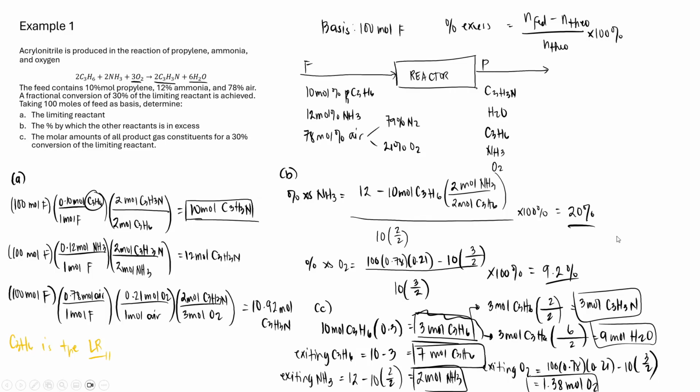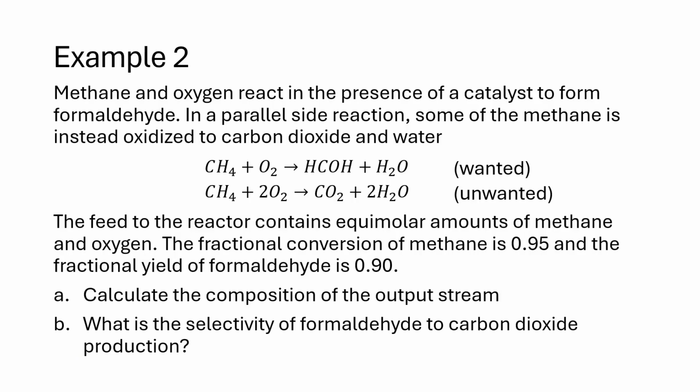Okay, let's move on to example number 2. This one is multiple reactions. Methane and oxygen react in the presence of a catalyst to form formaldehyde. In a parallel side reaction, some of the methane is instead oxidized to carbon dioxide and water. The feed to the reactor contains equimolar amounts of methane and oxygen. The fractional conversion of methane is 0.95 and the fractional yield of formaldehyde is 0.9. The problem asks for the composition of the output stream and the selectivity of formaldehyde to carbon dioxide production.